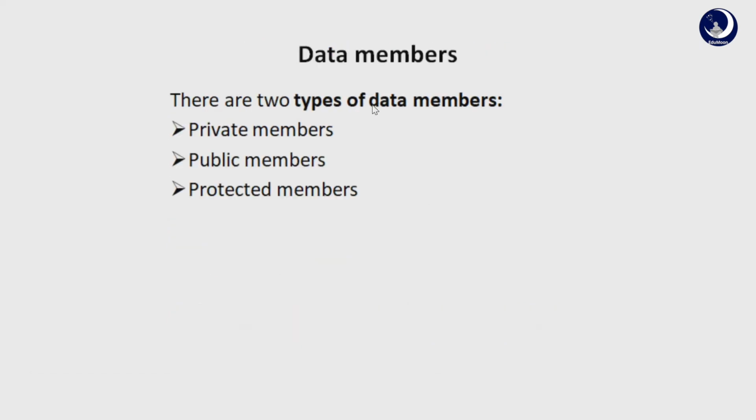Data members. There are two types of data members, that is private and public, and also protected is another type of data member. This partially comes under private data members.